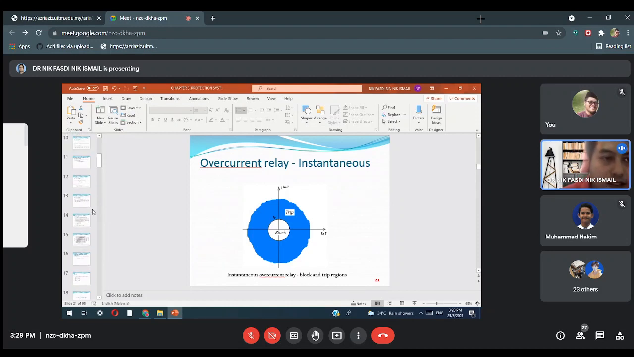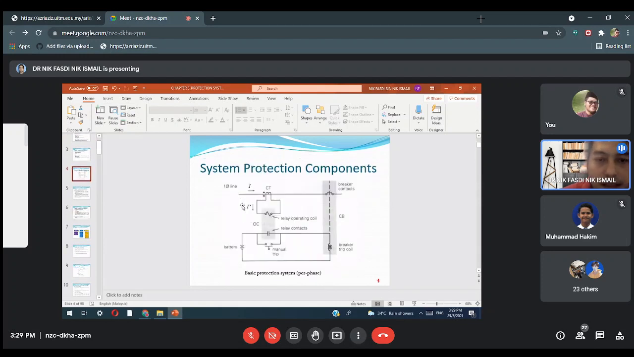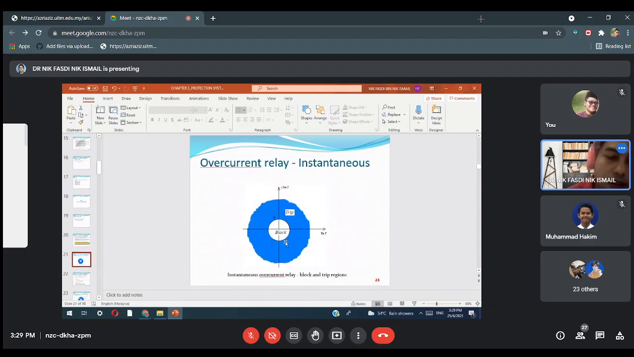Where exactly is the secondary current? Maybe you did not capture it. For example, let's go back to the circuit here, and this is the current. Okay. So this current must be greater than the pickup current that I mentioned earlier. So this is the diagram to show the operating region for the overcurrent relay.